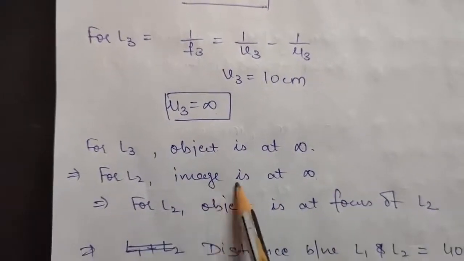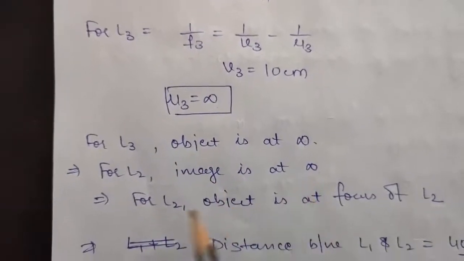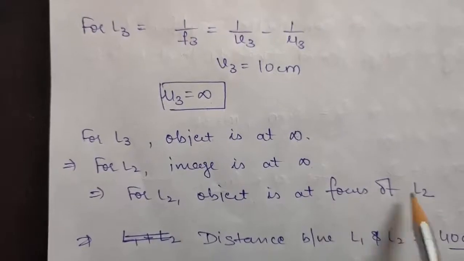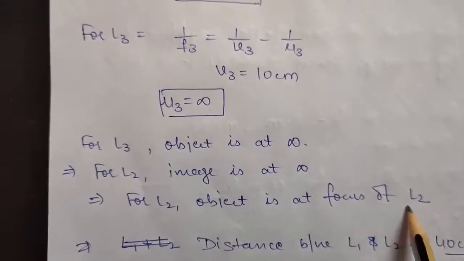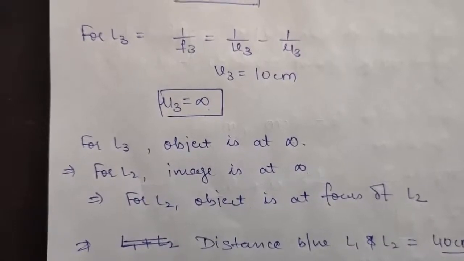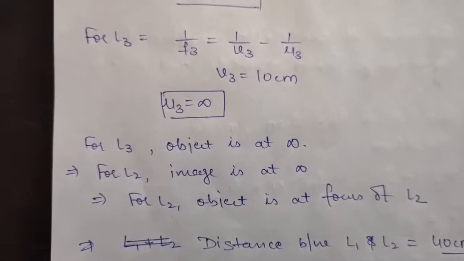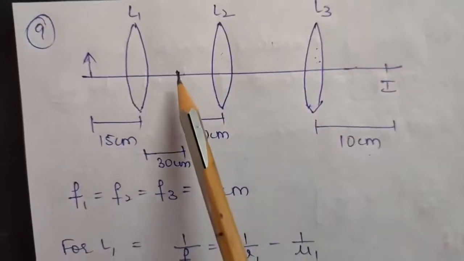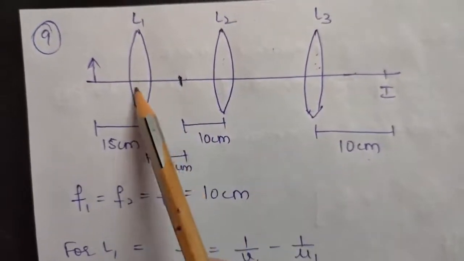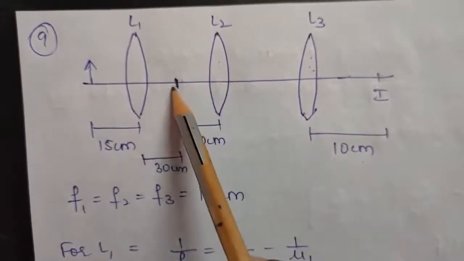Now if the image for L2 is at infinity, that means for L2 the object should be placed at the focus of L2. Now again, the object of L2 is the image of L1. So that means the image of L1 is also placed at the focus of L2. So if you take this point to be the focus of L2, that means your image of L1, or your object of L2, is placed here.